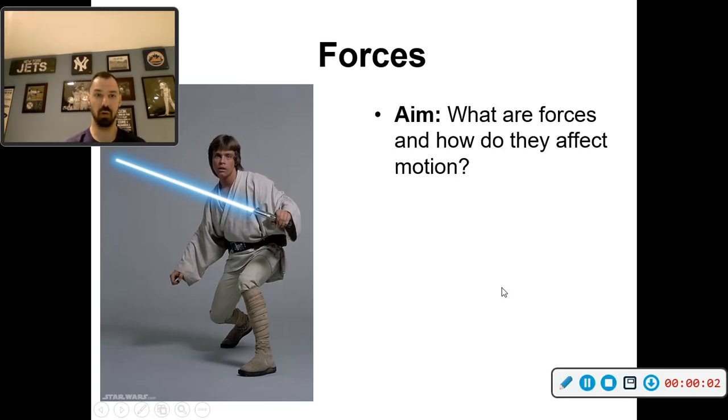Hey guys, and welcome to our next set of notes, 11.3, and this is forces. So we're going to talk today about what forces are and how they affect motion. Sorry for my little cheesy pun there, because you guys know force and Star Wars. The forces we're going to be talking about here determine if objects move or not, and also determine motion. So we're going to look at that today and how it works.